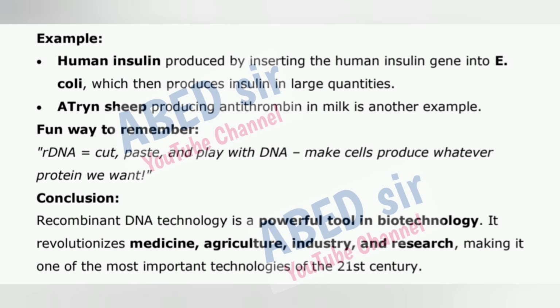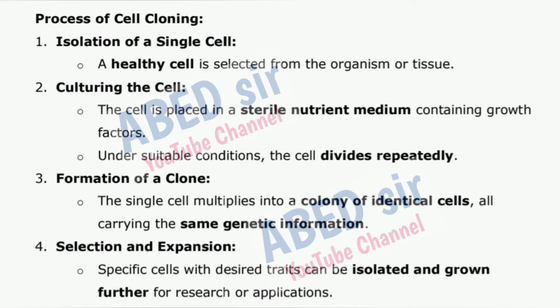Definition. Cloning, making a copy that is exactly like the original in DNA. Cell cloning, producing identical cells from a single parent cell in a controlled environment. Process of cell cloning. 1. Isolation of a single cell. A healthy cell is selected from the organism or tissue. 2. Culturing the cell. The cell is placed in a sterile nutrient medium containing growth factors.